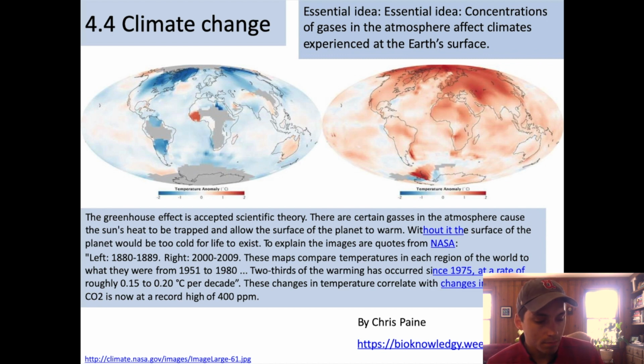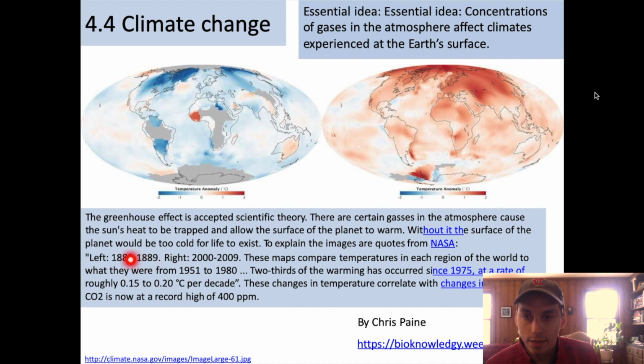So you can see here our essential idea up the top is that the concentrations of gases in the atmosphere are affecting the climate experienced at the Earth's surface. If I look down below, I have these two images. The one on the left is very blue, and the one on the right is very red.